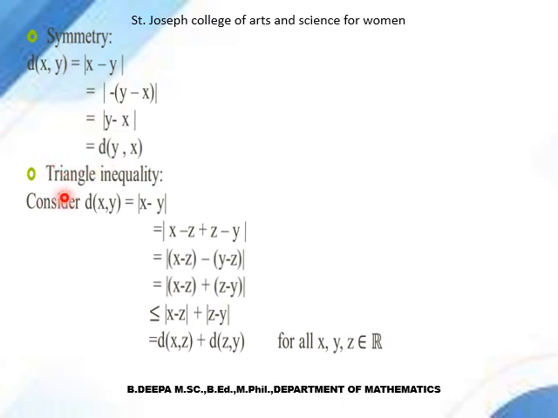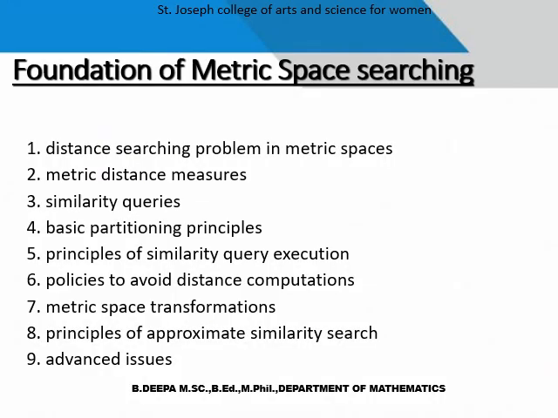And next, triangle inequality. Consider D of x comma y equal to modulus of x minus y, and in this modulus value, add and subtract z. So modulus of x minus z plus z minus y. So that is less than or equal to modulus of x minus z plus modulus of z minus y. So this can be written as D of x comma z plus D of z comma y for all x comma y comma z belongs to R.